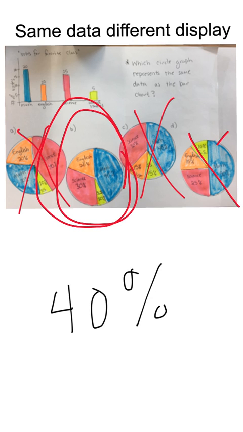So I can eliminate choice D. I know it's not that one because my section of people who liked math was not 50%, it was 40%. And I have my correct answer.